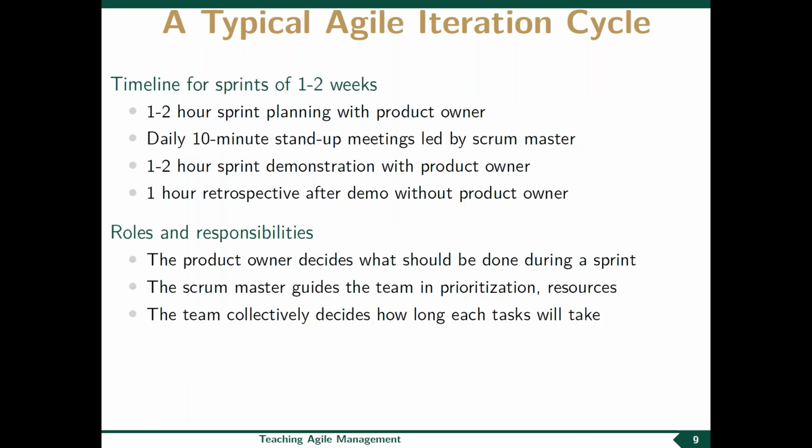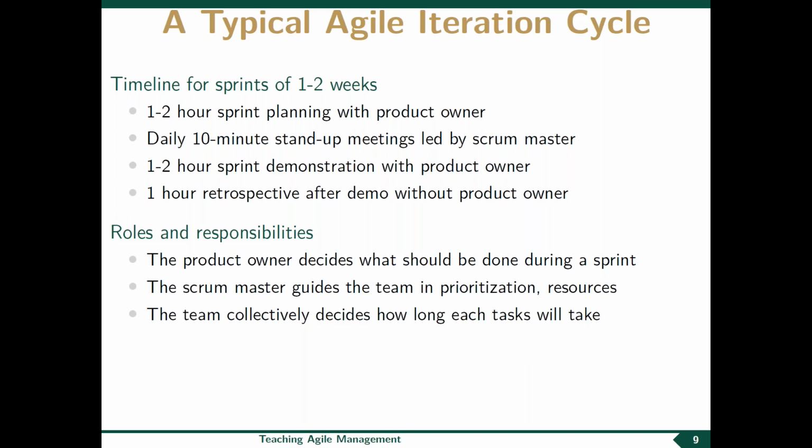Okay, so a typical Agile iteration cycle takes about 1 to 2 weeks. Each sprint takes about 1 to 2 weeks. It starts off with a sprint planning with the product owner, or the PO. Then there are daily stand-up meetings, which are really short, led by the Scrum Master, who's really just a team member taking that role as the team leader. And then at the end, we have our 1 to 2 hour sprint demonstration and a 1 hour retrospective.